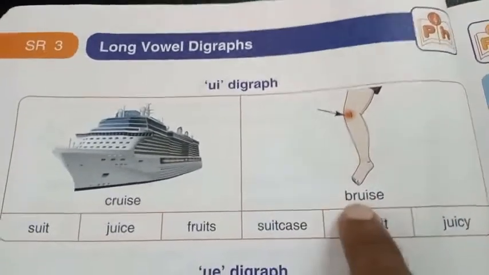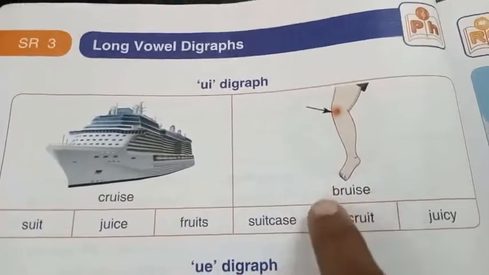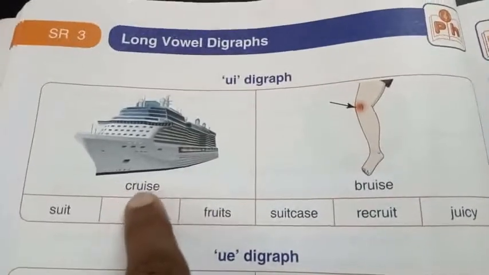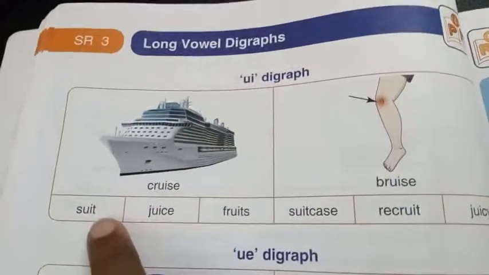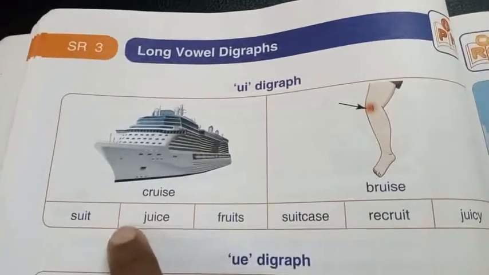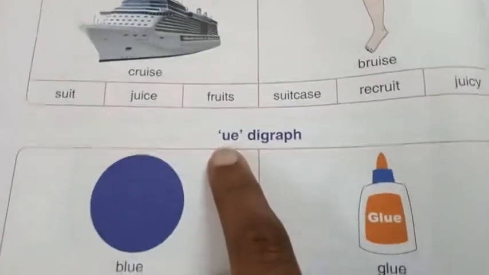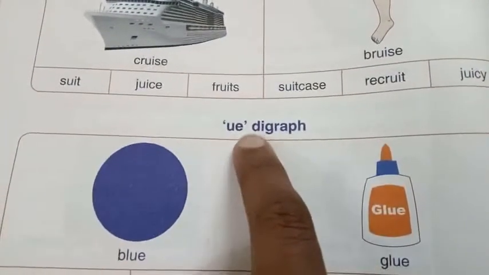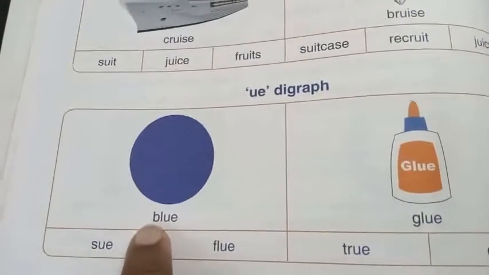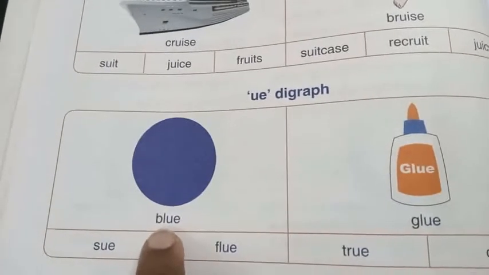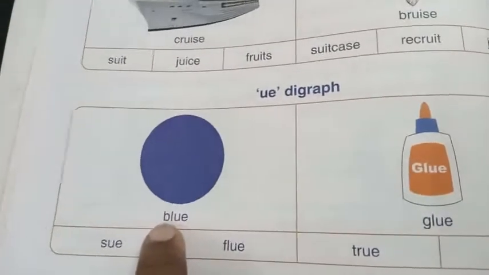Next, bruise. Like this, you have to use the left hand and also use the blending technique for the rest of the words. Okay. Next, UE as in oo digraph. Blue, oo. This does not have a middle sound, so you have to touch the shoulder and wrist. Blue.